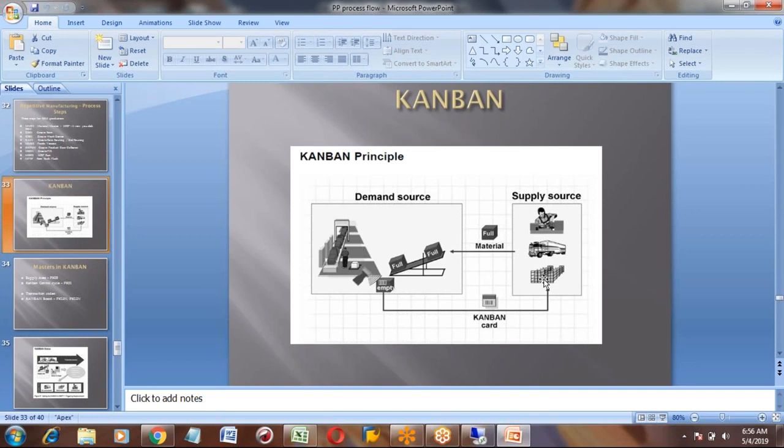If it is purchase, you generate a purchase requisition or purchase order, but this one will take time to go to the vendor, be delivered, received, and come back to the production line. Is that right or not? No. That is the reason.